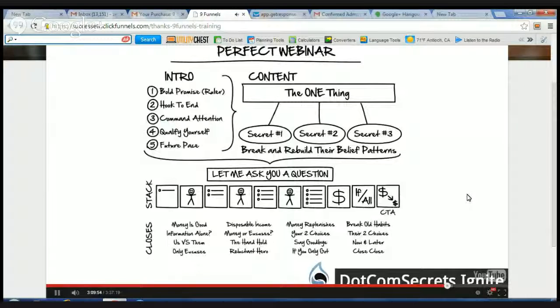Usually there are three parts of a webinar: the intro, the content, and then the pitch, the close. For the intro, we start with a bold promise and give them a hook to the end: if you stay to the end of this webinar, I'm going to give you this cool prize or bonus. We command attention, telling them to put away Skype or Facebook. We qualify ourselves on why we're an expert and why they should listen to us. We future pace them about what's going to happen if they consume this webinar and gain from it. Then we jump into the content.